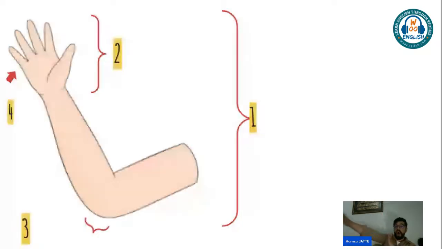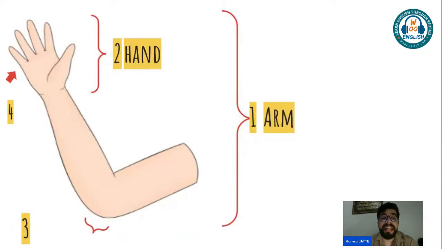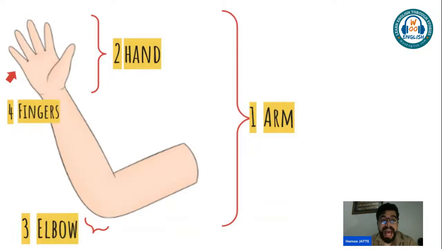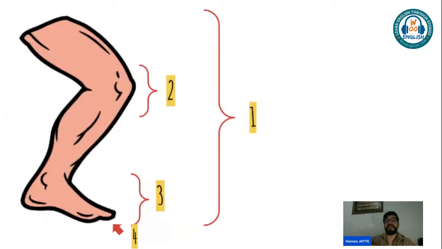So all of these body parts have different subparts, and we call them: one, the arm; two, the hand; three, the elbow; four, the fingers. All right, I'm going to repeat them again. So the arm, the hand, the elbow, and the fingers finally. Next one. All right, what about the leg now? So we talked about the hand, or the arm. Let's talk about the leg now. So what are the different parts that you can see here?